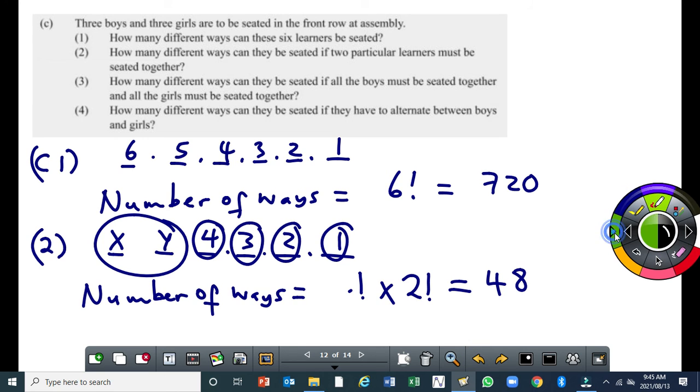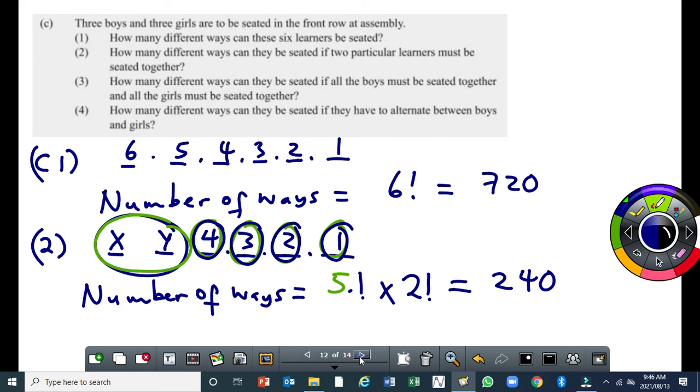It is very simple. These 2 kids are supposed to be together, always together. Then how many will be left? 4. So it will be 1, 2, 3, 4. But when these 2 swap around, they swap as a unit, as 1. So how many circles do we have? 5. So it is supposed to be 5 factorial, so change this. This will be 240. Are you following this?